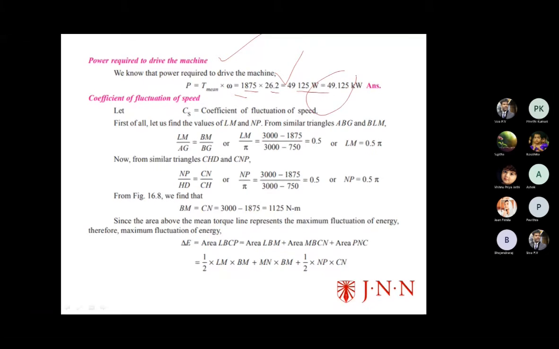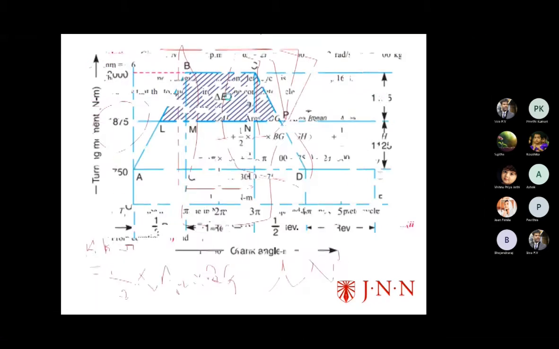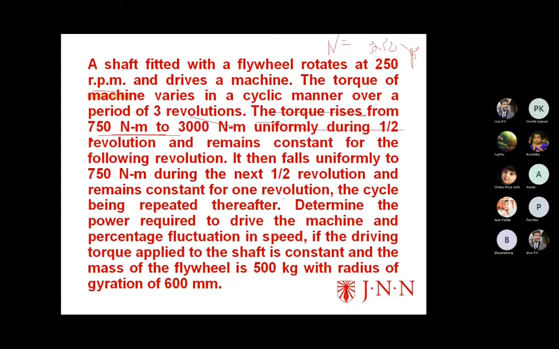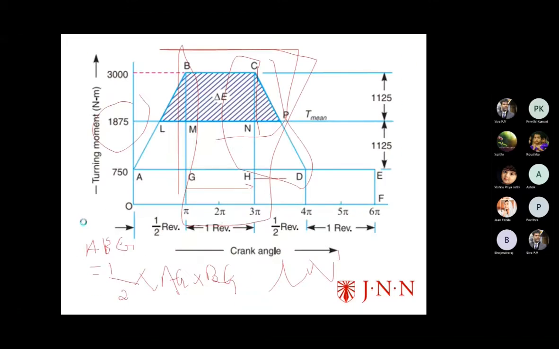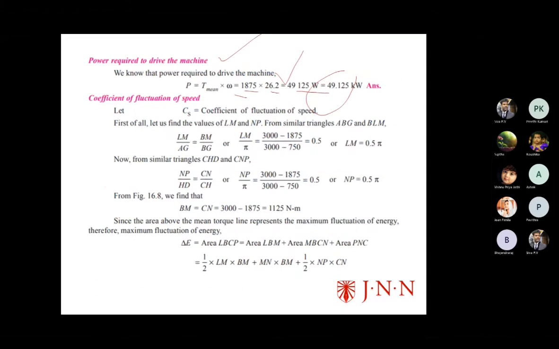Now we are going to find the coefficient of fluctuation of speed. Let C be the coefficient of fluctuation of speed. The power required to drive the machine, P equal to T mean into omega. The question asks us to determine the power required to drive the machine. So the power formula is P equal to T mean into omega, T mean 1875 into omega value 26.2. So finally we find 49,125 watts.